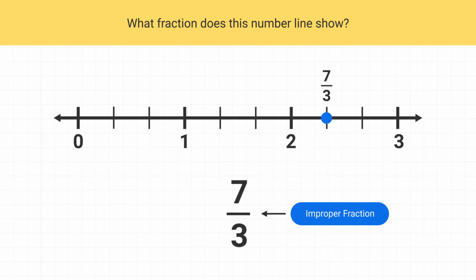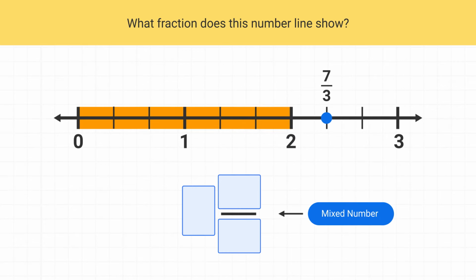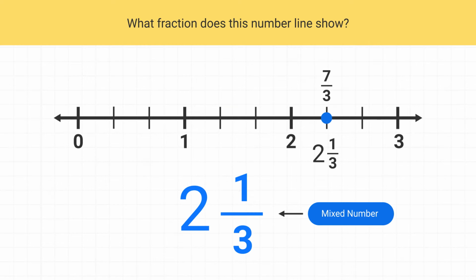Now, we could also label this fraction with a mixed number by starting counting at 2 wholes. What mixed number does this number line show? Well, if you start at 2 wholes, this next dash will be 2 1/3. So as a mixed number, we can say that we're at 2 1/3.